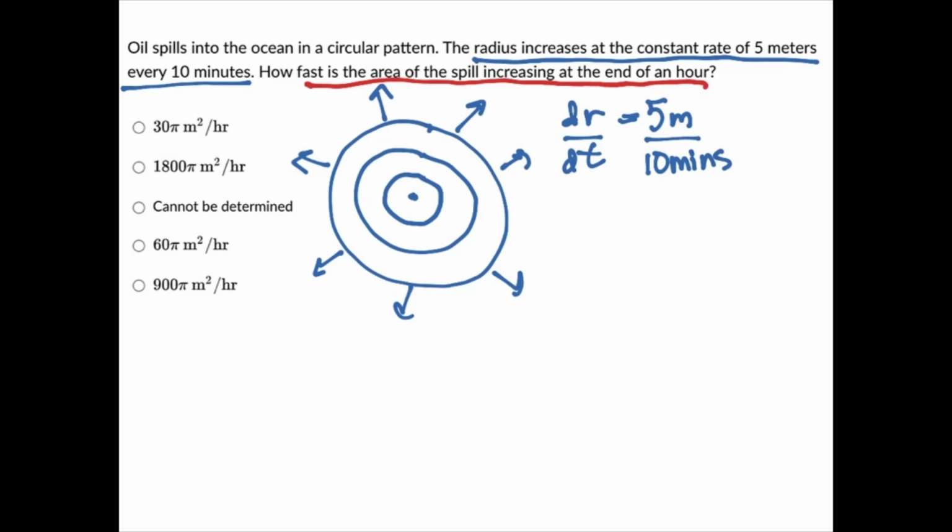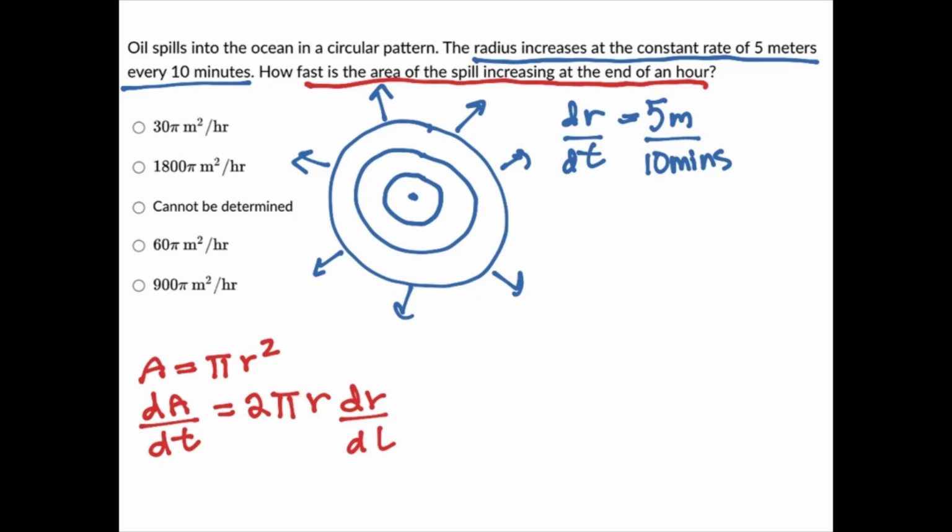So what do we know about the area of a circle? Well, area is equal to pi r squared. So if we're interested in the rate at which the area is changing, we will need to calculate the derivative. To do this, we take the derivative of both sides and apply the power and chain rule. So dA over dt equals 2 pi r dr over dt, and we already have dr over dt.